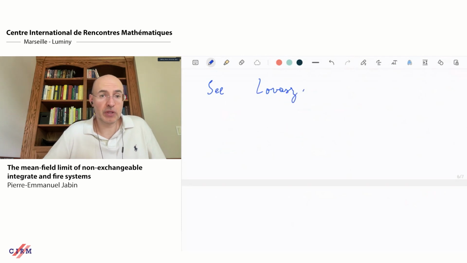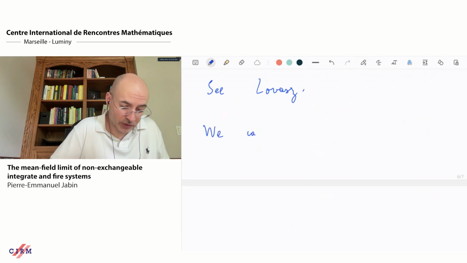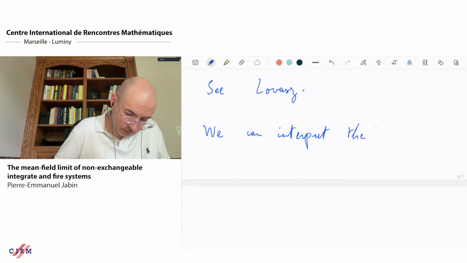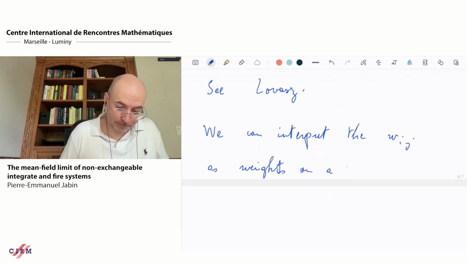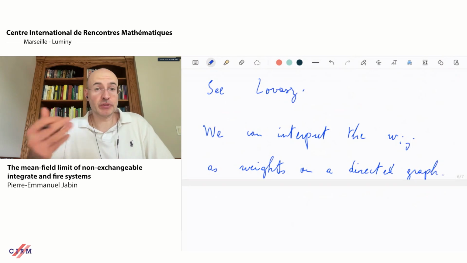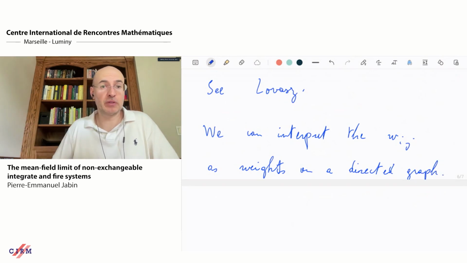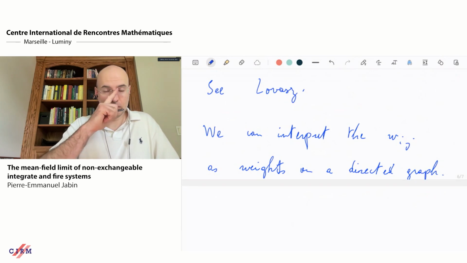Because of course, what I can see, I can always interpret the Wij as weights on a directed graph. Right. Directed because Wij is not necessarily equal to Wji, right? So the weight in one direction might be different from the weight in the other direction. Fair enough.